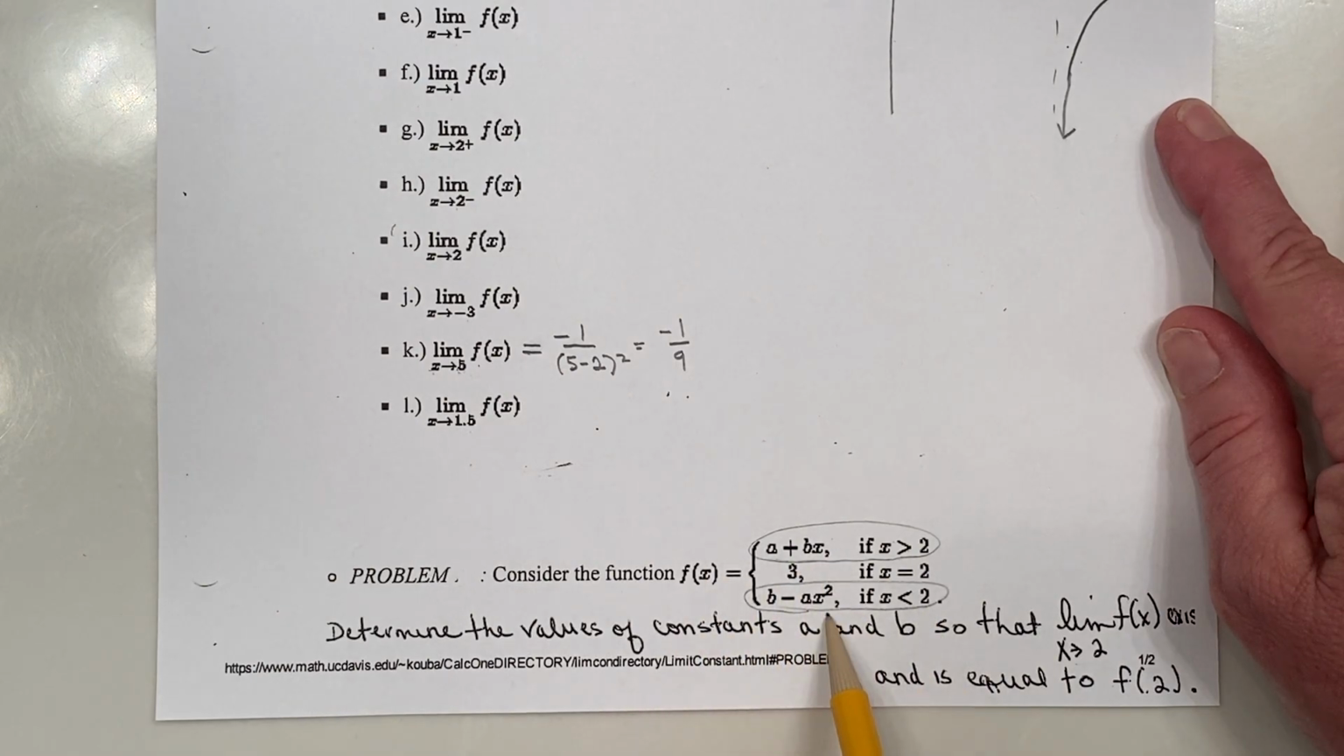I want these two answers to be the same. I want the left limit to equal the right limit. And I want to find what A and B are to make that true.